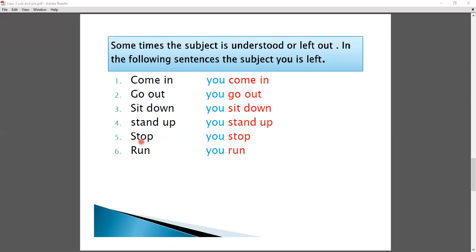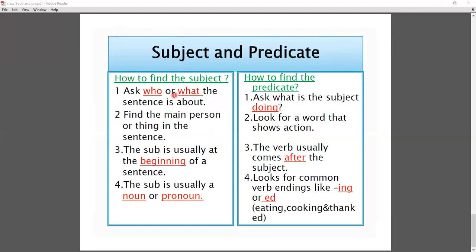So you notice that "you" is the subject here, but we don't write this subject. When we write or talk, we don't speak the subject. Generally we speak sentences like come in, get out. "You" is already understood in this sentence. Okay, students, now that's all about the subject and predicates.